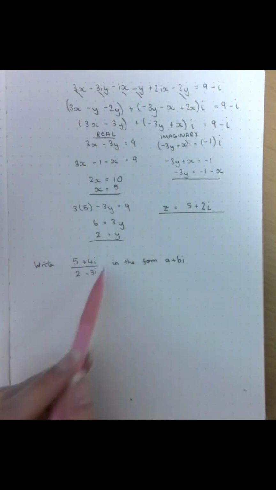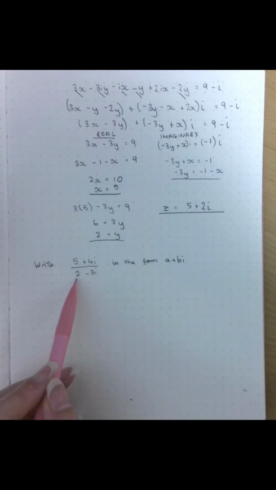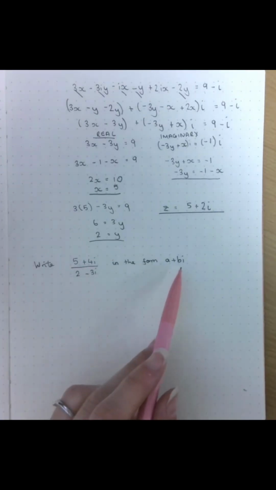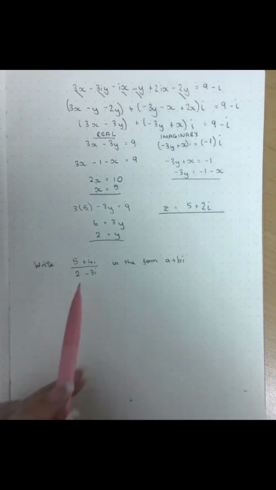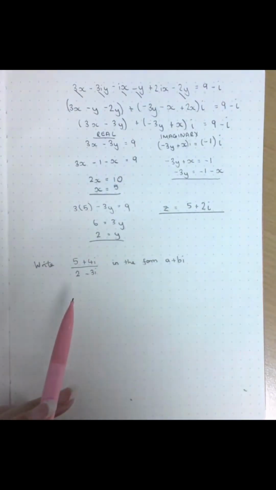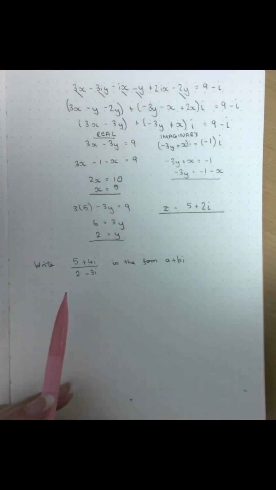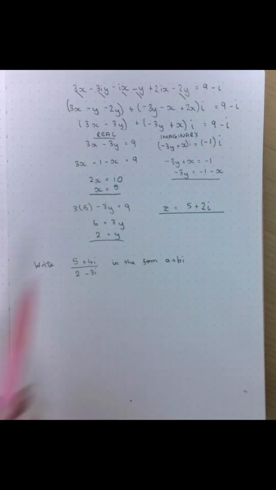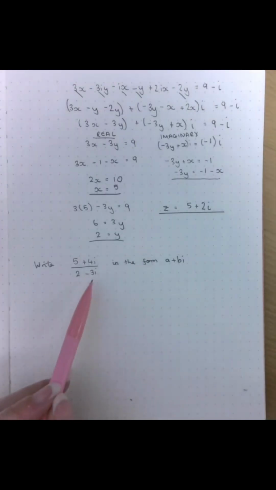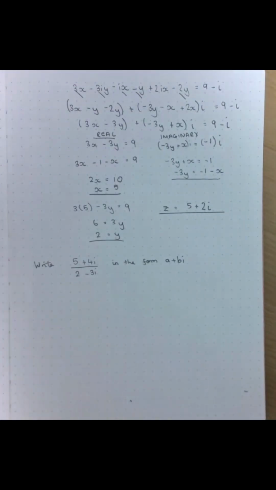So next question, it wants us to write this fraction here, (5 plus 4i) over (2 minus 3i), in the form a plus bi. So that means we need to get rid of the denominator, so we can think about realising the denominator. To do that, if we remember, we can multiply complex conjugate pairs together, and that will get rid of the imaginary part.